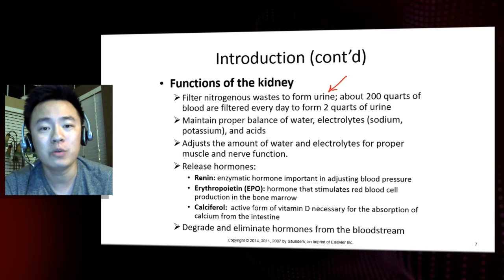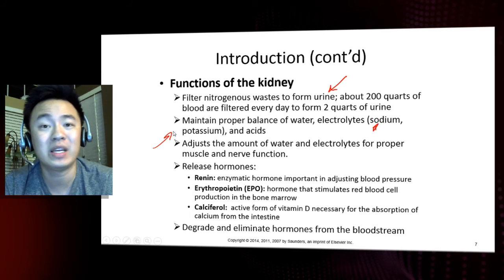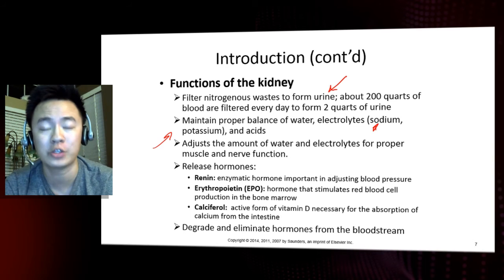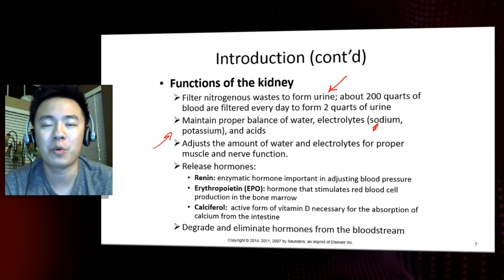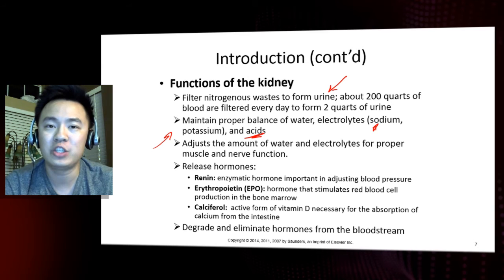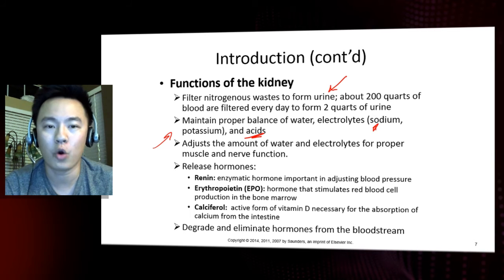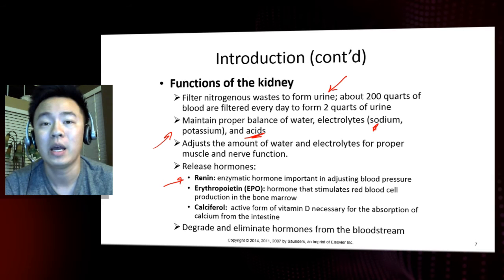And now the kidneys help you to maintain proper balance of water and different kinds of electrolytes. For example, sodium and potassium are different kinds of electrolytes, or atoms containing a net charge on them. And as well, they help to maintain the proper balance of different kinds of acids in your system. Your kidneys also help to adjust the amount of water and electrolytes for proper muscle and nerve function. And your kidneys also release different kinds of hormones, 3 of which we're going to talk about here. The first one here is known as renin, which is a type of enzymatic hormone that is important in adjusting blood pressure.